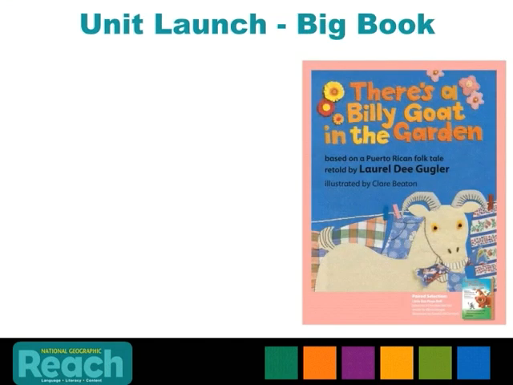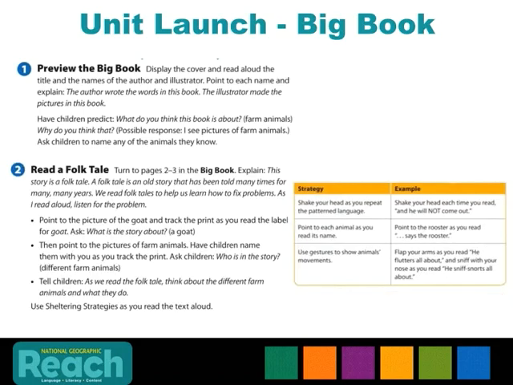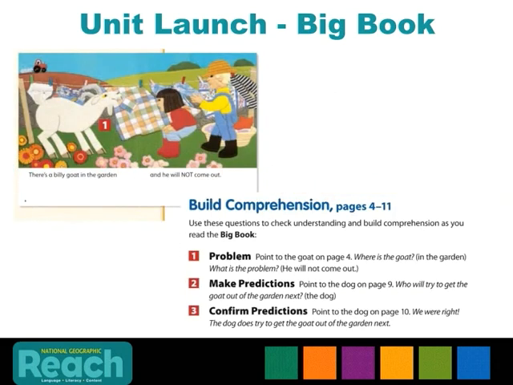The next part of the unit launch is to read the first selection in the Big Book. Remember, each Big Book contains a second paired selection identified in the bottom right corner of the front cover that will be read in Part 2 of the unit. Begin by previewing the book and predicting what the book will be about. Then, as you read the main selection aloud, use the sheltering strategies to provide additional support for your students. During the read aloud, you will also help build students' comprehension using the Build Comprehension questions in the bottom of the teacher wrap.